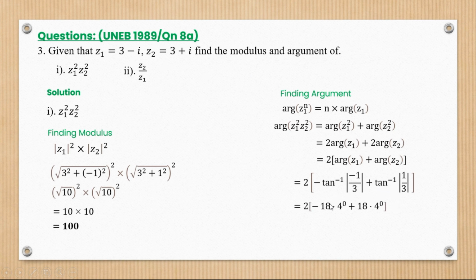Now when we press that in our calculator, we get a negative 18.4 from here. Then this gives us a positive 18.4. So when you add this, you get 0. Then 2 times 0 is 0 degrees. So the argument is equal to 0 degrees. So that's it for part 1. Let's deal with part 2.